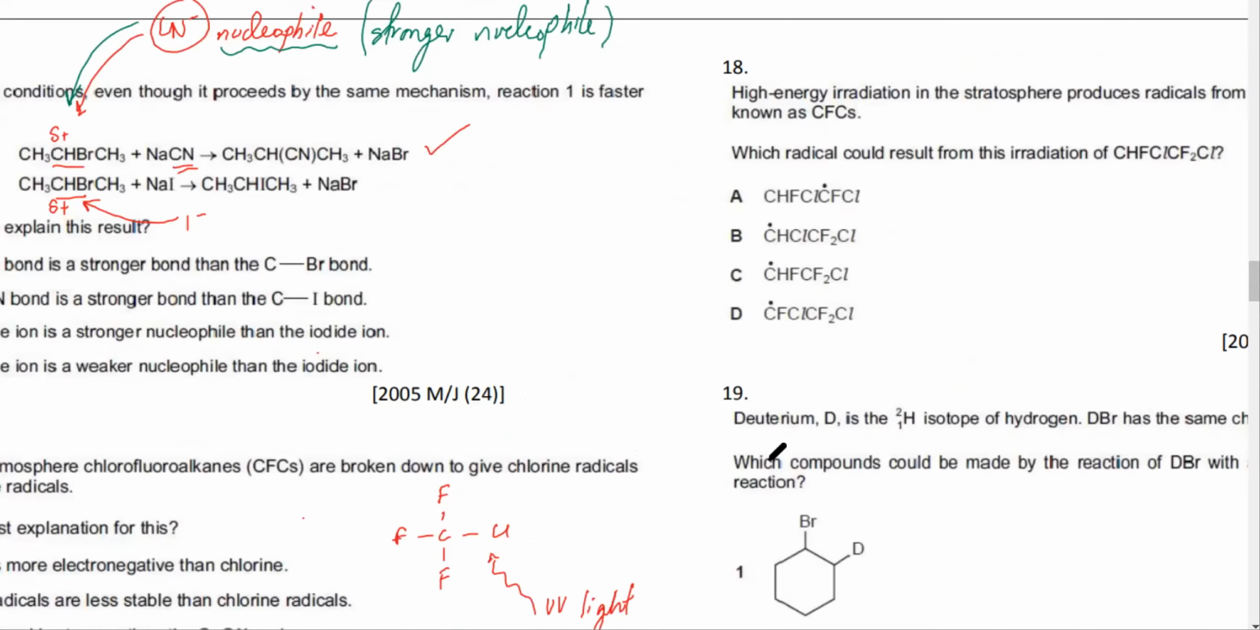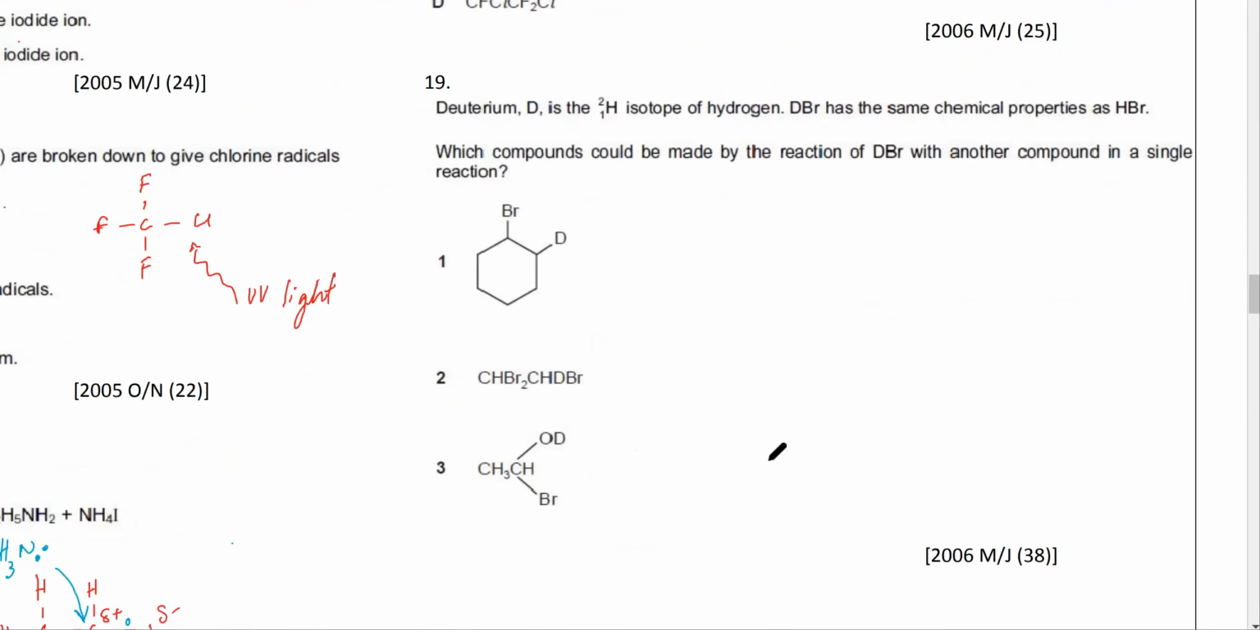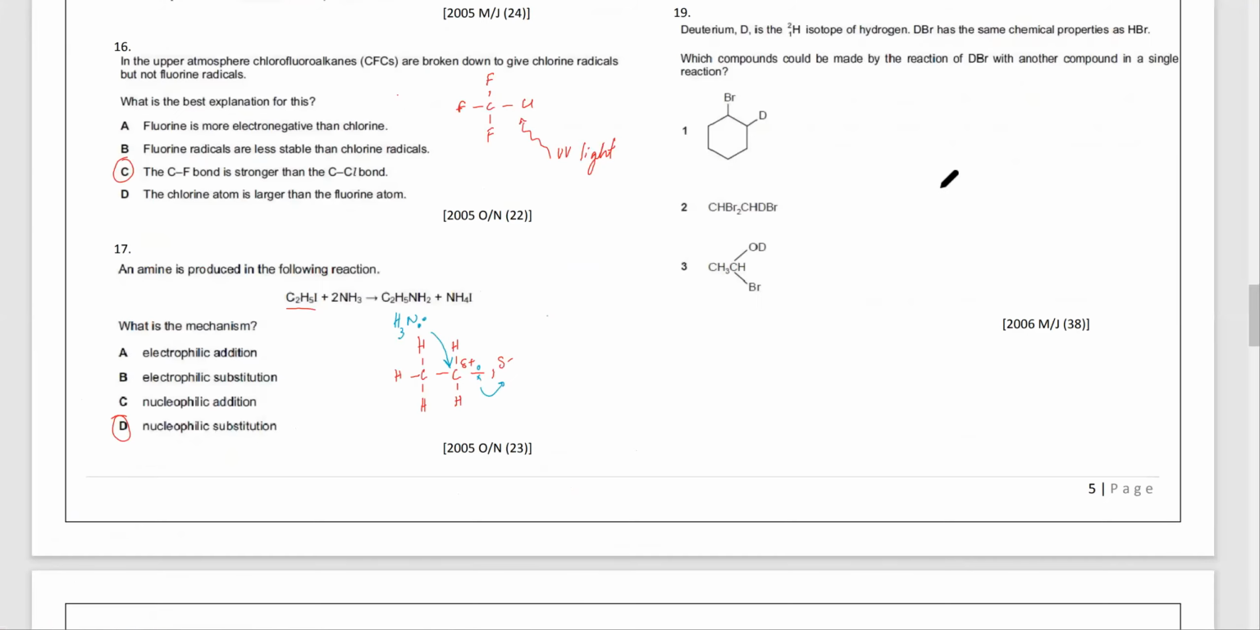Next one, we've already done that. Let's come to this one. The question is: deuterium is an isotope of hydrogen, and DBr has the same chemical properties as HBr. No, leave this one, we haven't done this either.